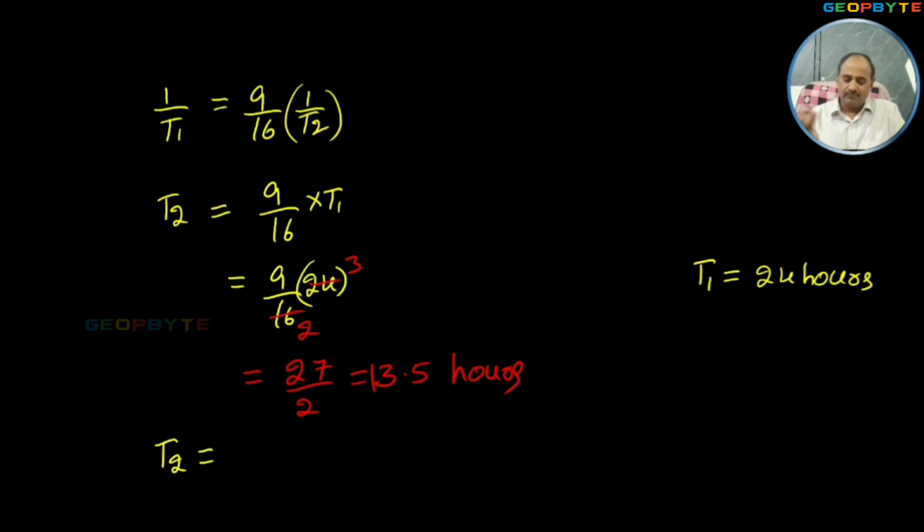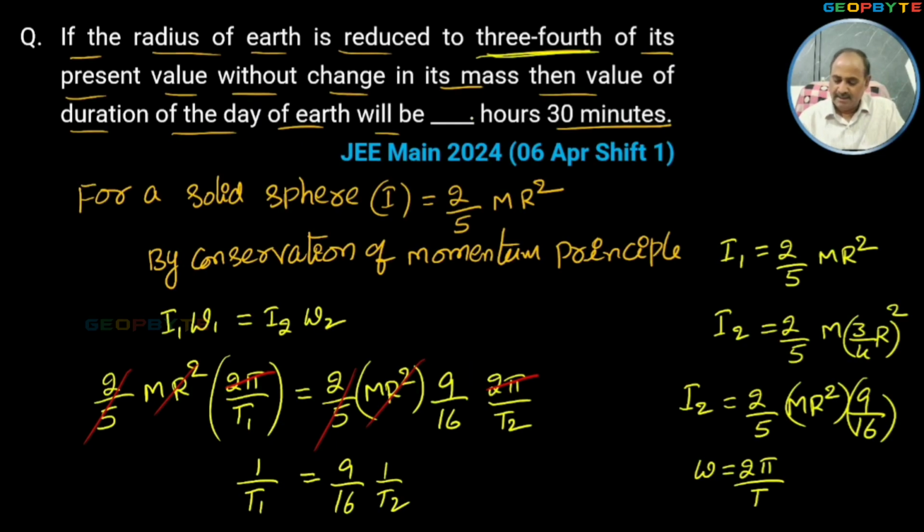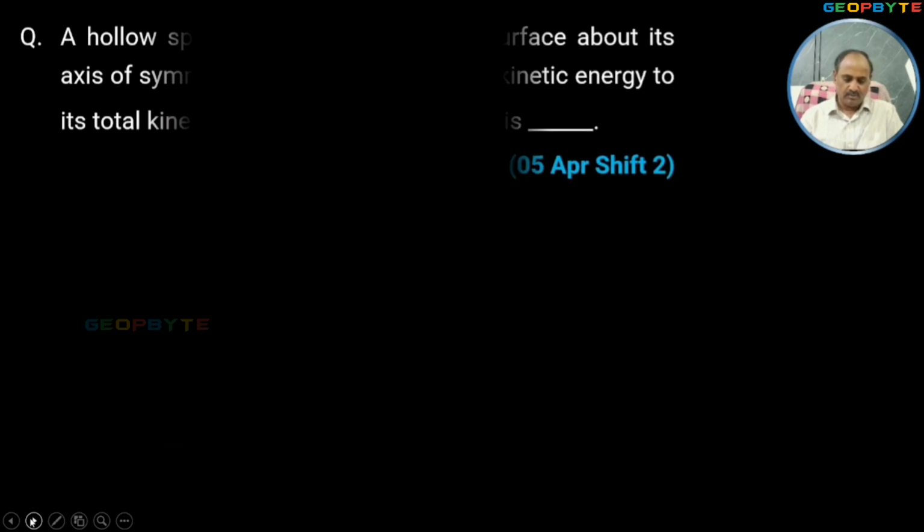Therefore, to complete the day, the time required when the radius of the earth is reduced to 3/4 of its original value is 13.5 hours, which means 13 hours 30 minutes. So only 13 hours 30 minutes are sufficient for completing the day. Look at the options: 13 hours 30 minutes. Got that point? It is also a very important problem. I can say a 5-star problem, the most expected problem. Similarly, let us take another important problem.